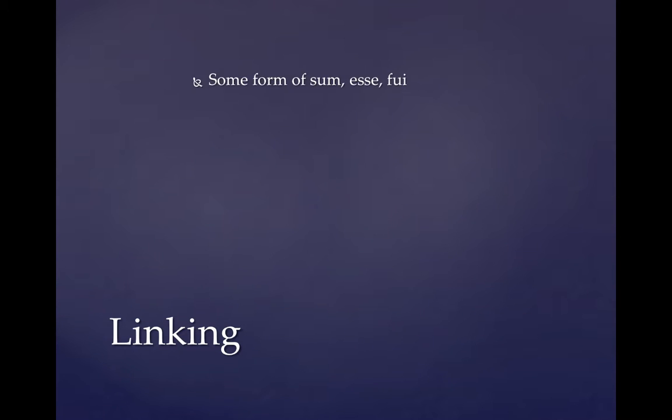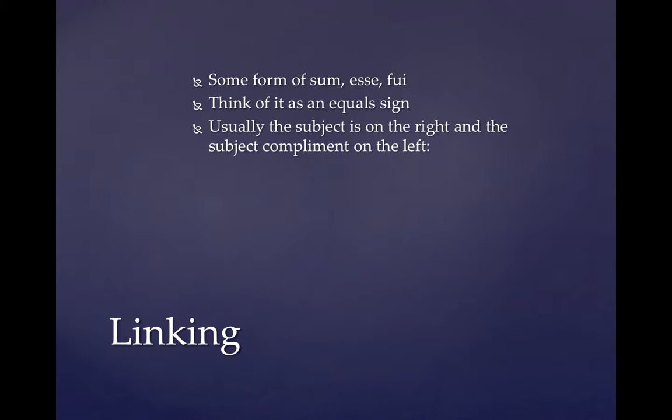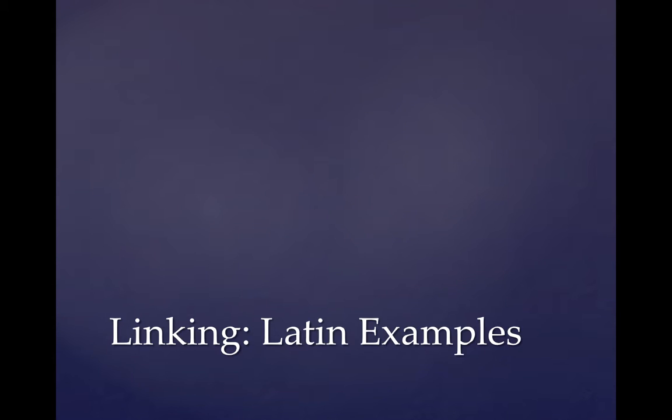And then we have linking verbs. So linking verbs will be some form of sum, esse, fui, so the verb to be. Think of it as an equals sign. Usually the subject is on the left and the subject complement is on the right. So, the student is smart. Student and smart are the same thing. The dog is fast. Dog and fast are the same thing. Mark and Jane are happy, and so on and so forth.